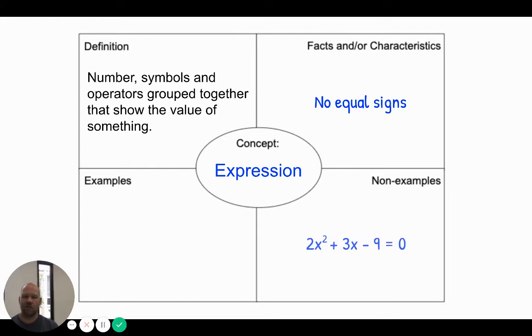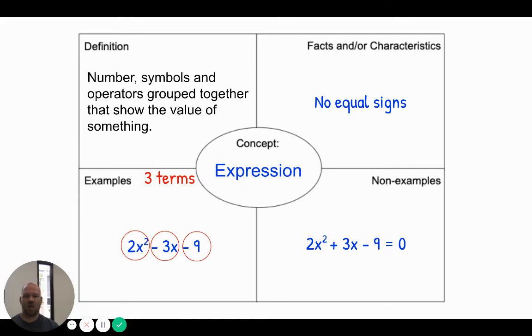So something like 2x squared plus 3x minus 9 equals 0, that's an example of an equation. What we are going to be doing is working with things that look very similar. It's still going to have variables and numbers and operators, just no equal sign. So with expressions, there's some vocabulary that you need to know. There's really 3 words, okay? 3 terms.